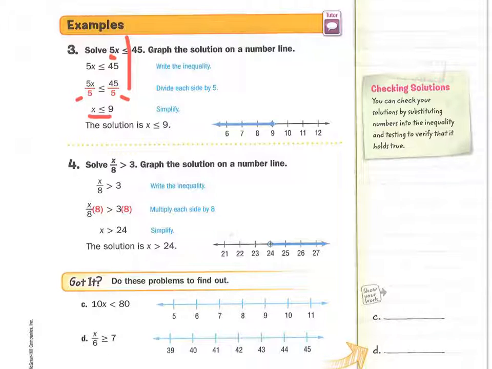Let's look at number 4. x divided by 8 is greater than 3. In order to solve this, if it's a division, we use multiplication to solve it. So we multiply both sides by 8. These two cancel each other out, and we're left with x is greater than 24. We use an open circle and go to the right.